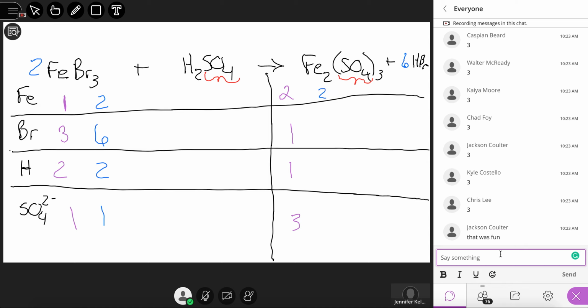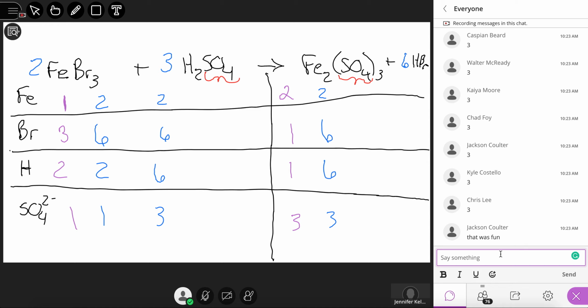And I still have 2 iron, still have 3 sulfate. I have 6 hydrogen and 6 bromine. So that looks pretty good. My hydrogen's now off, so I'm going to put a 3 here. And this is going to change. So I have 2 iron still and 6 bromine. And now I have 6 hydrogen and 3 sulfates.